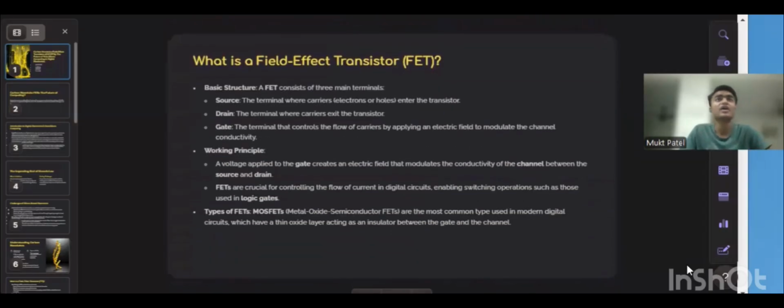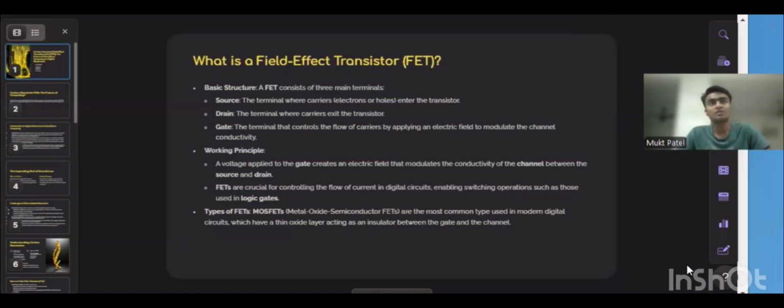Here's what a field effect transistor is. So here's the basic structure, working principle, and types of FETs. First of all, basic structure. A FET consists of three main terminals: source, drain, and gate. Source is the terminal where carriers enter the transistor, drain is the terminal where carriers exit the transistor, and gate is the terminal that controls the flow of carriers by applying an electric field to modulate the channel conductivity.